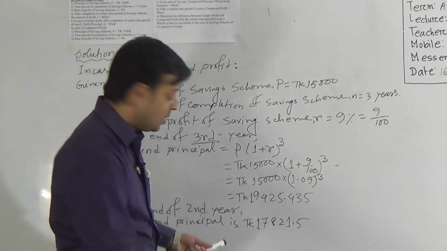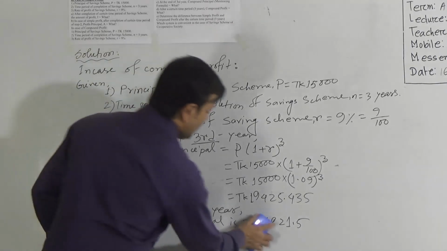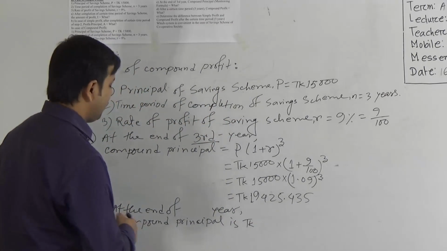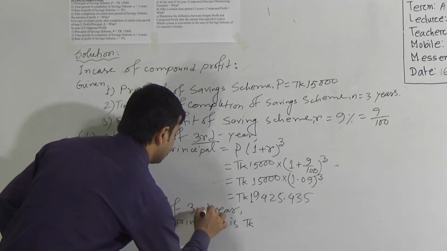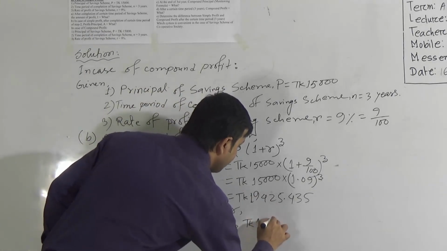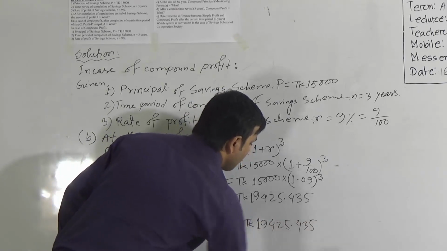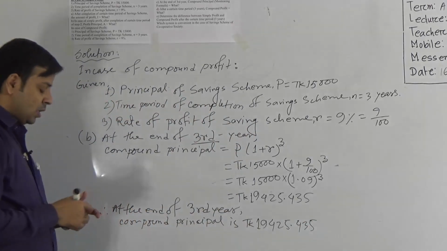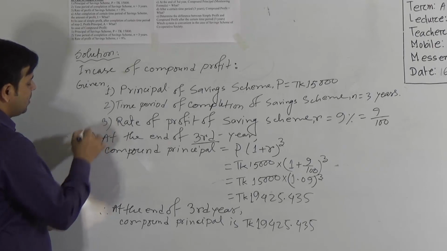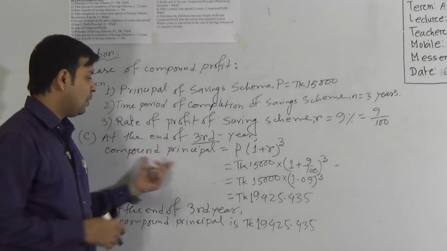19,425.435. So at the end of third year, what will be our compound principal? Our compound principal at the end of third year will be 19,425.435. Dear students, this is question C, the compound principal at the end of third year.